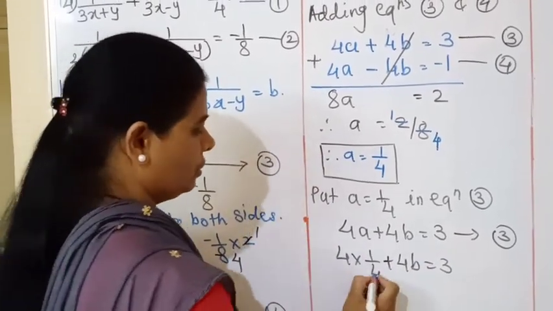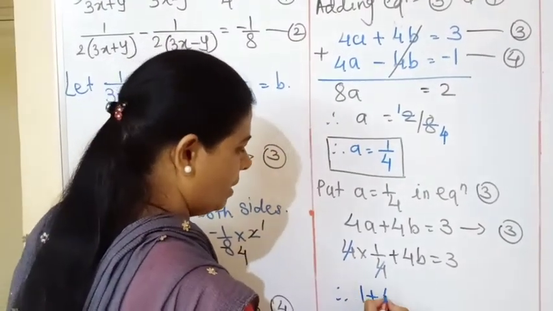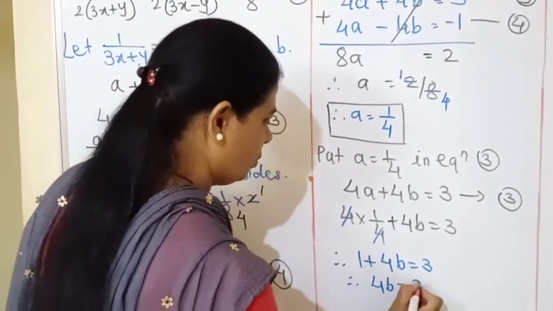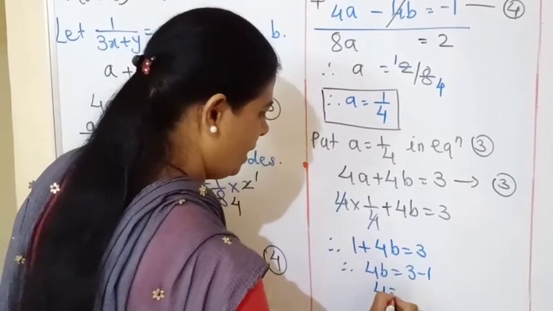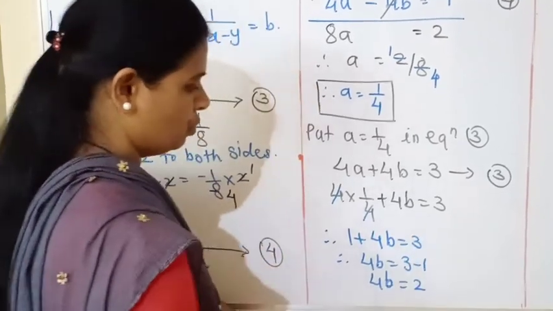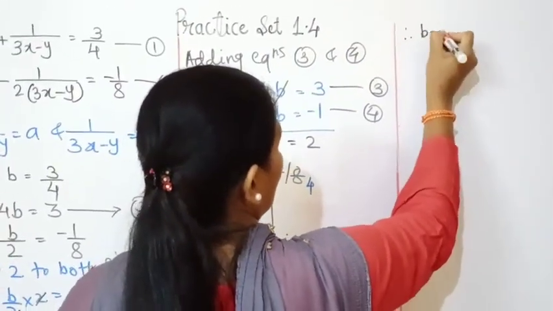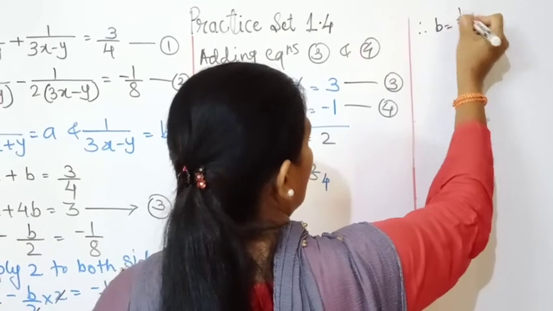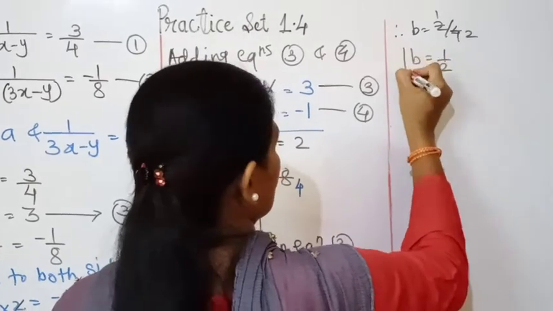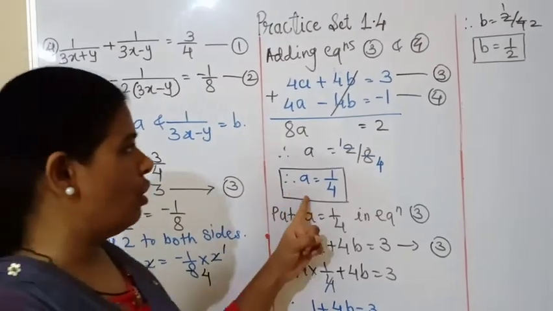Now what happens here? This 4 and this 4 will get cancelled, and we will get 1 plus 4b equal to 3. Therefore 4b equal to 3 minus 1, which is 2. Okay. So what is the value of b now? Therefore b equal to 2 upon 4. Divide it. 2 ones are 2, 2 twos are 4. So b equal to 1 upon 2. We got the value of b now. So we got the value of a and b.